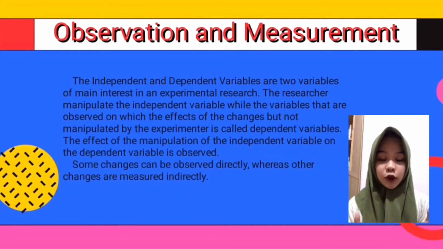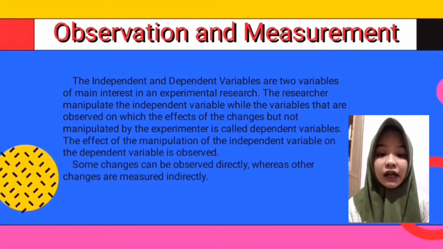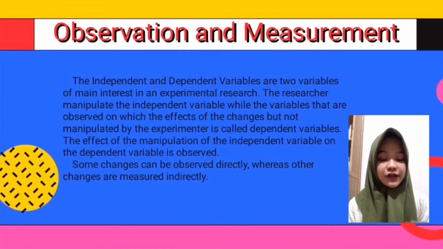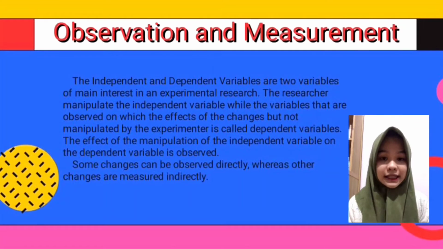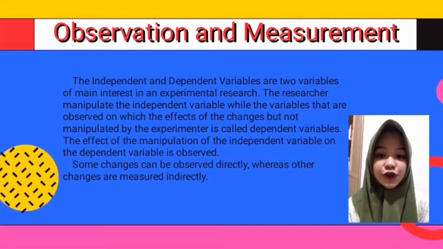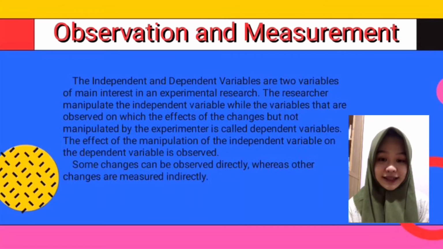Some changes can be observed directly, whereas other changes are measured indirectly. Learning, for example, is often the dependent variable in educational research. Researchers cannot measure learning directly. They can only estimate learning through scores on an achievement test or other measures chosen according to the operational definition. Therefore, strictly speaking, the dependent variable is the observed scores rather than the learning per se.